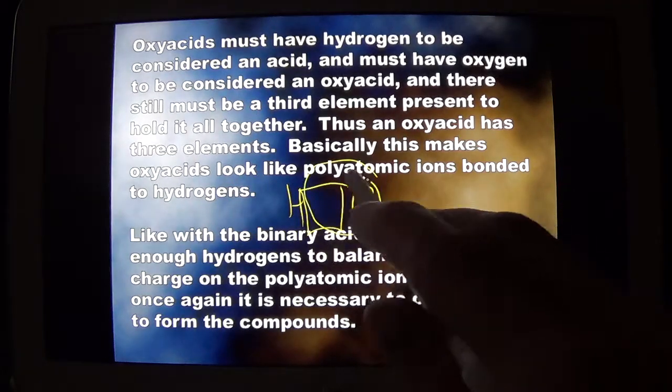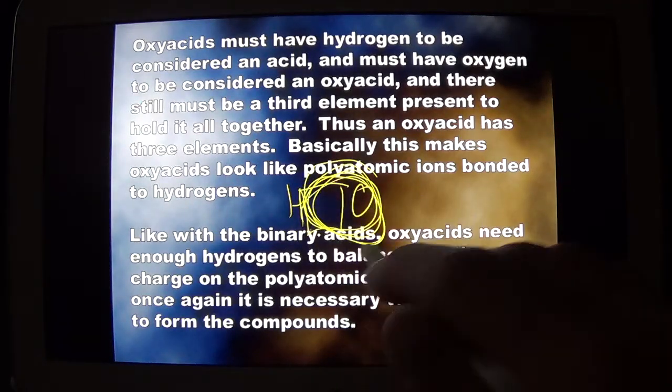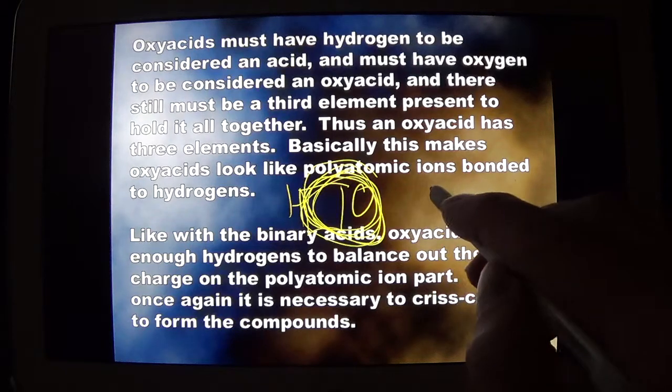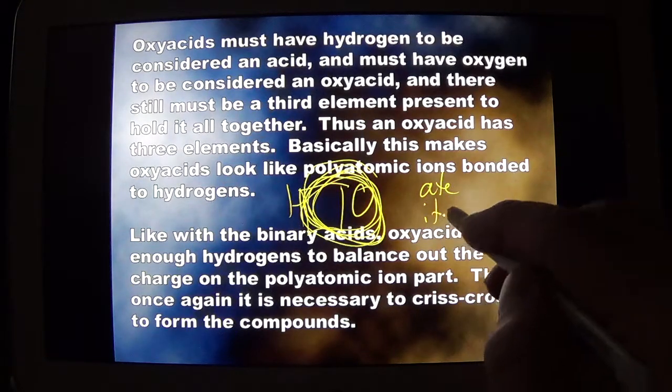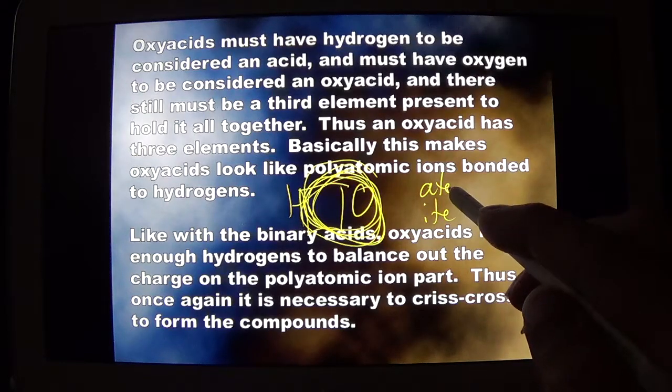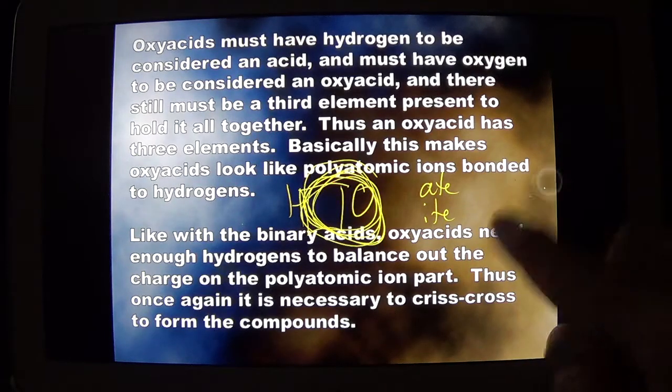This portion will be a polyatomic ion that I have asked you to memorize, so you should be able to recognize that as something. The problem with the polyatomic ions is we have ates and we have ites. So the way we name our acids is going to have to reflect whether it was an ate or an ite polyatomic ion.